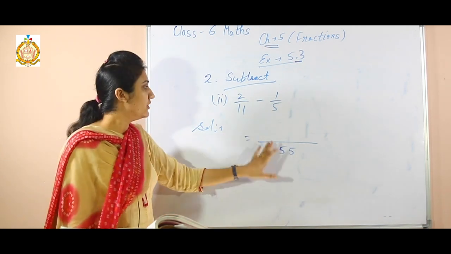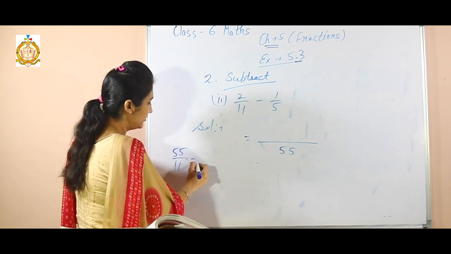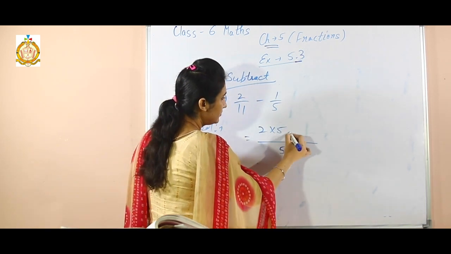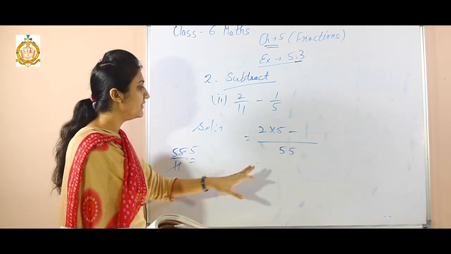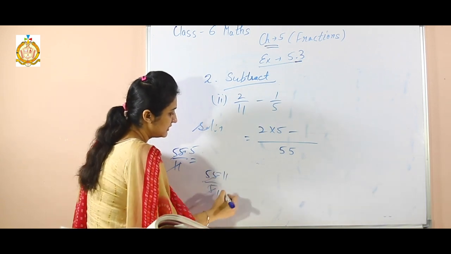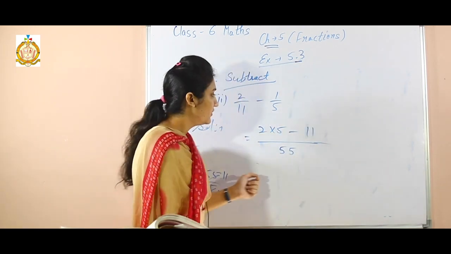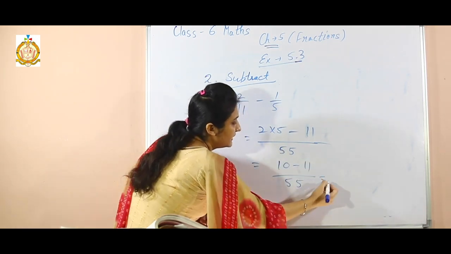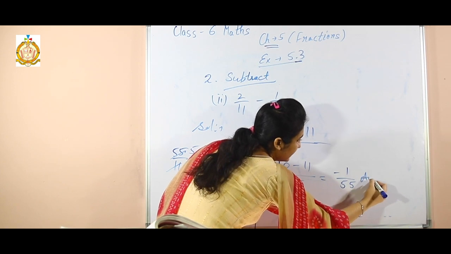Now divide this LCM by the denominator. Dividing 55 by 11, you will get 5. So multiply 5 with 2. Taking the minus symbol as such. Now divide 55 by 5, again dividing the LCM by the denominator. 55 upon 5 is 11. So here multiplying 1 with 11, that is 11 itself. So we have 10 minus 11 upon 55. 10 minus 11 is minus 1 upon 55, and that's the answer.